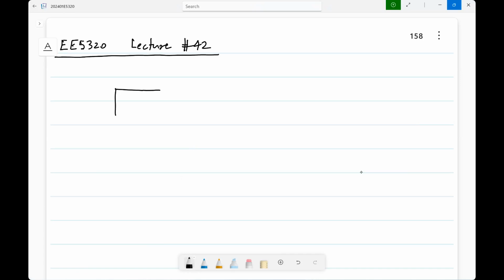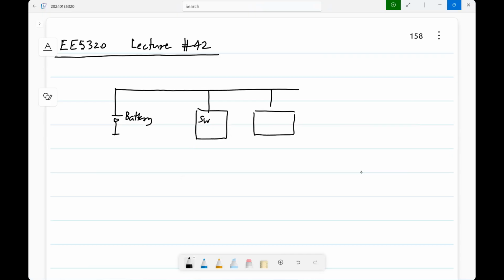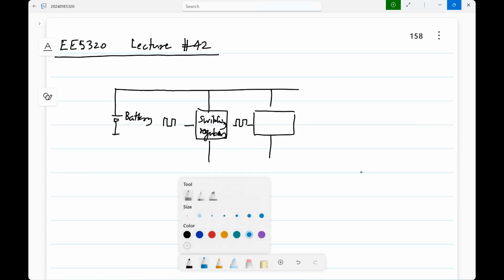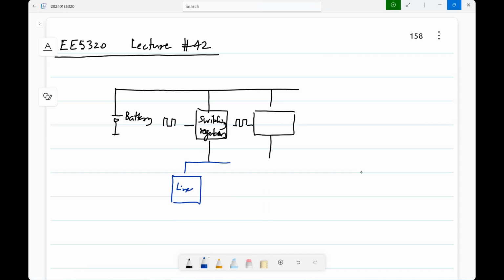There may be a battery and it may have one or more switching regulators. Now these have clock inputs, okay, for switching, and the output of the switching regulators can go to linear regulators and so on, okay.